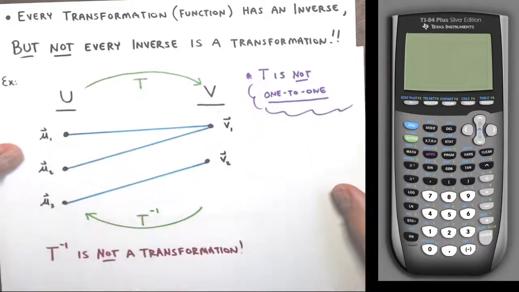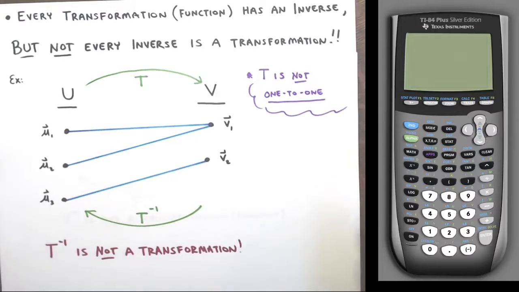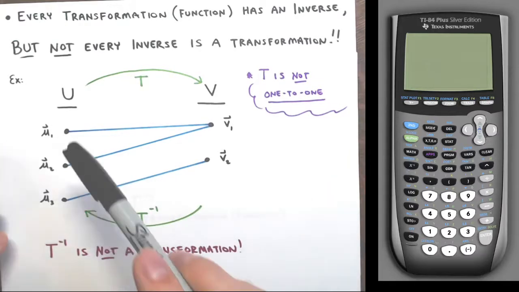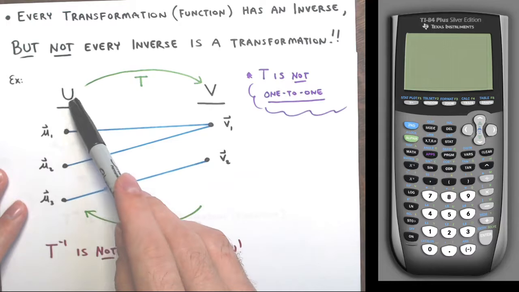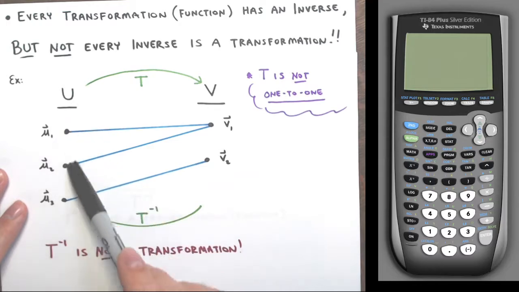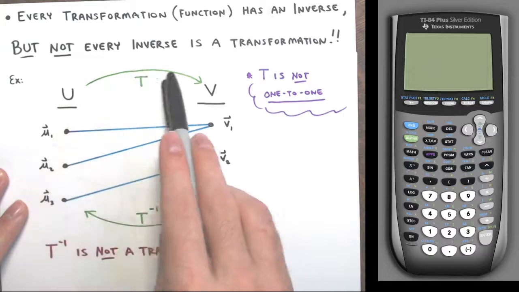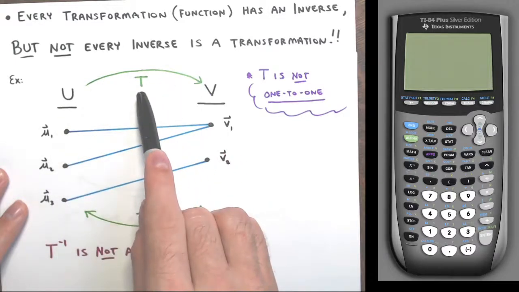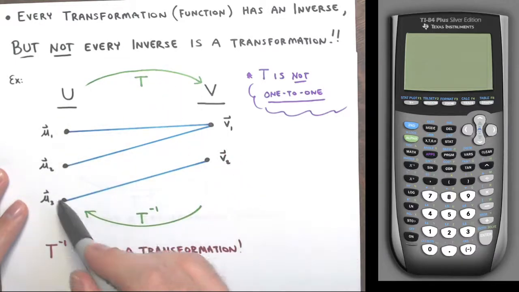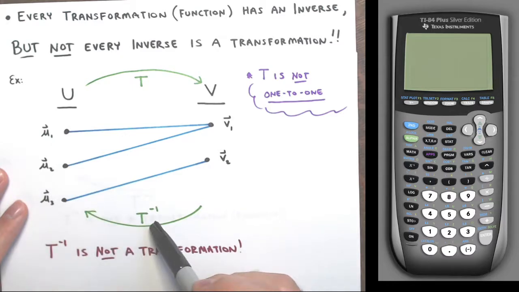So here, another picture, very similar. So again, vector space U, vector space V. Say U only has the 3 vectors in it and V only has the 2. And again, from U to V is a mapping we'll call T, and from V to U, a mapping we'll call T inverse.